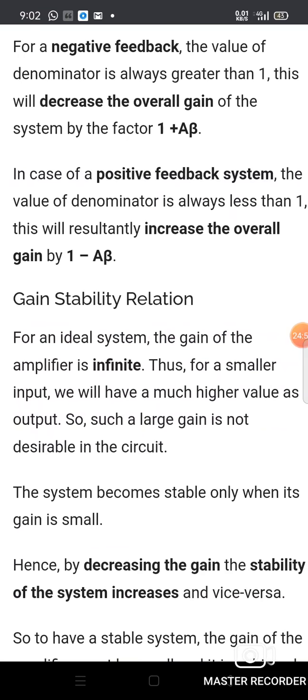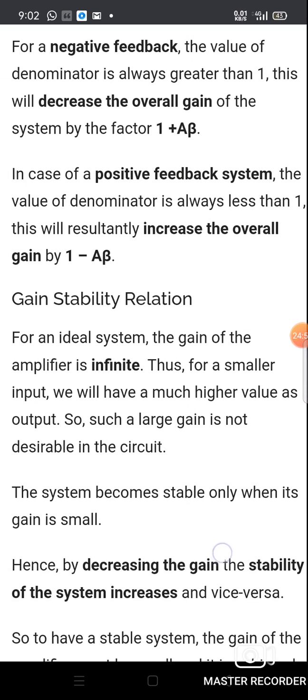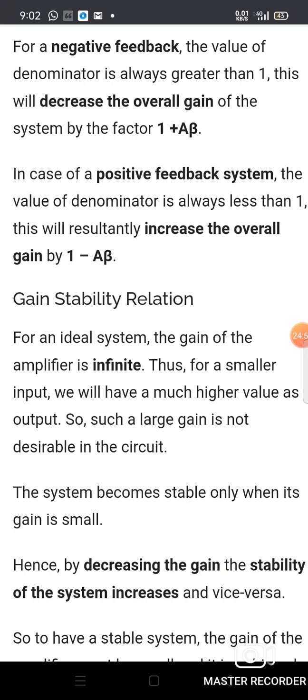Right? Next, we already discussed the gain. So what happened to the gain in the amplifier? Because the feedback connection considered for the amplifier is negative feedback, the gain is reduced.